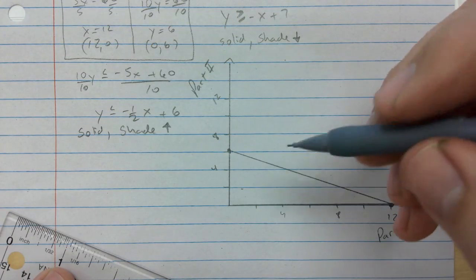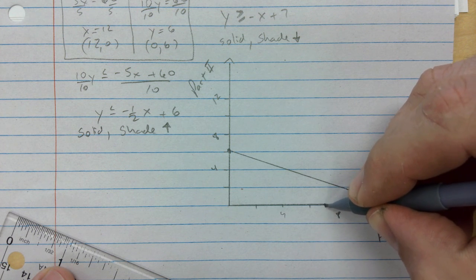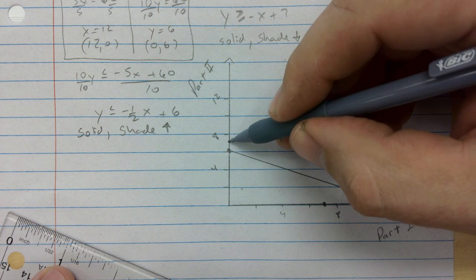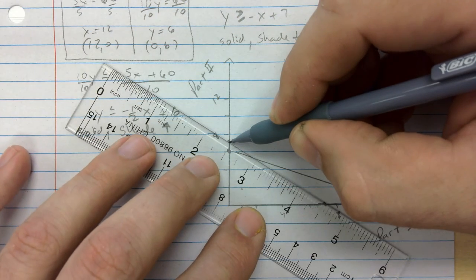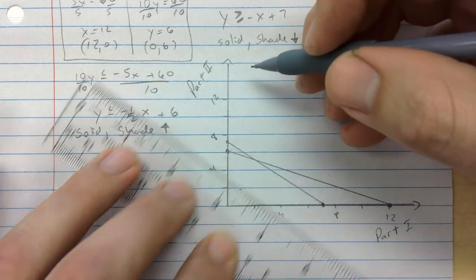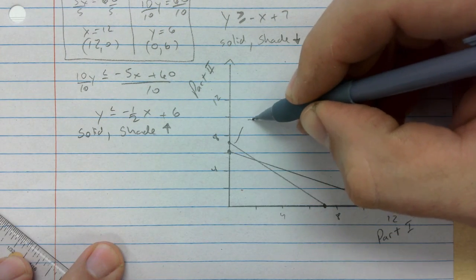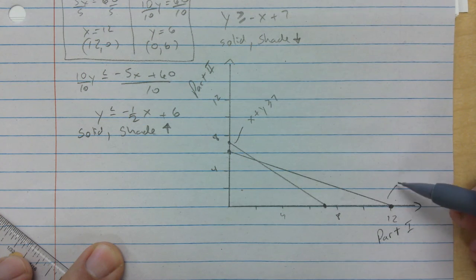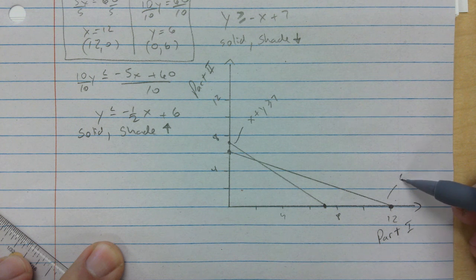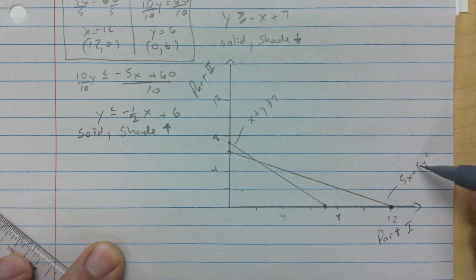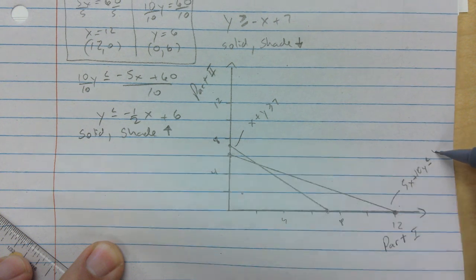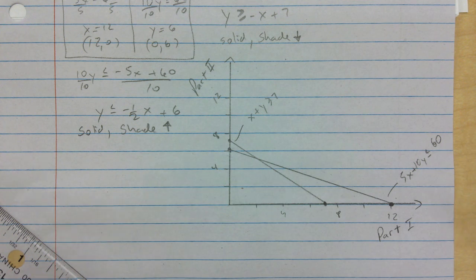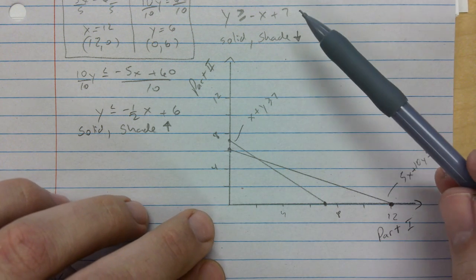And don't forget the shading, right? So 7, 0, 0, 7. Right? So this line is x plus y is greater than or equal to 7. And then this line is 5x plus 10y is less than or equal to 60. Okay, you have that. So for the negative x plus 7, you're shading below.